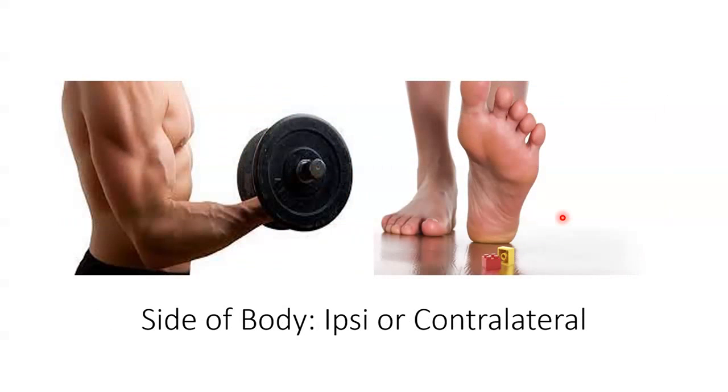We can then have different sides of the body involved in a reflex. So a reflex can either be ipsilateral, which means same side. The receptor, sensory neuron, motor neuron, and effector are all on the same side. Or contralateral, where the receptor and the sensory neuron are on one side, and the motor neuron and the effector are on the other side.